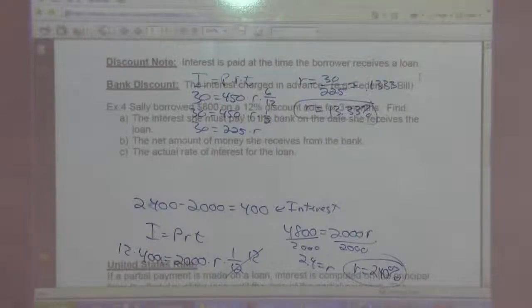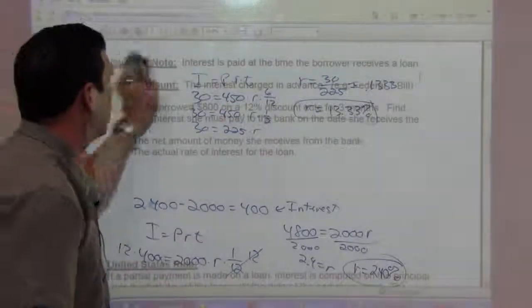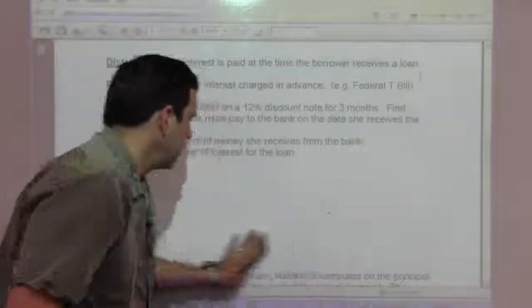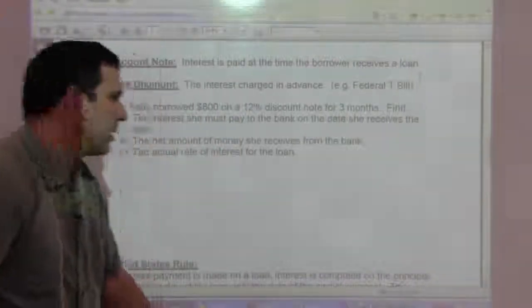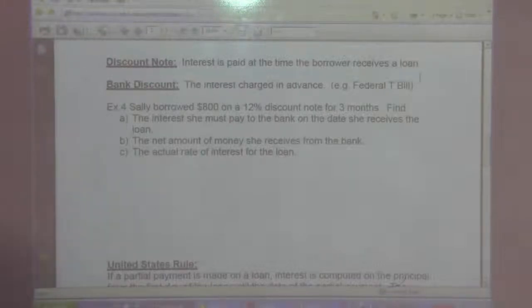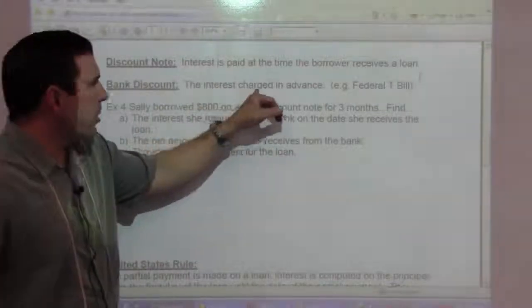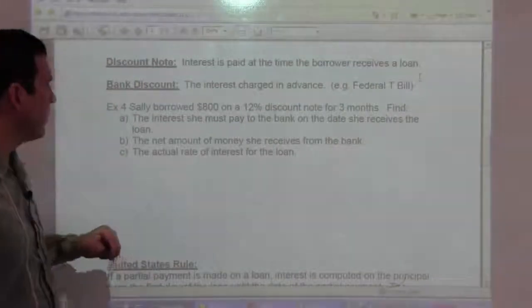Discount note. That's the interest paid at the time the borrower receives a loan. So when you pay the interest ahead of time, when you get your money, you don't get all the money, you get the money minus the interest. And you have to pay back the whole amount. Bank discount: the interest is charged in advance.